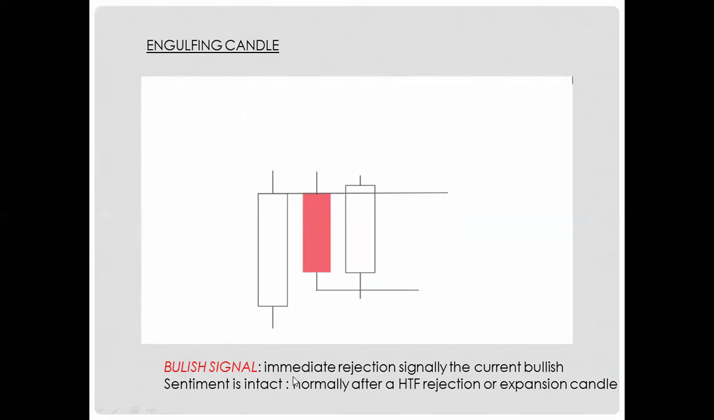Bullish signal. Immediate rejection signaling current bullish sentiment is intact. Normally after a higher time frame rejection. Remember, always look at the last line when I'm saying. It normally happens after what? After higher time frame rejection or an expansion candle.